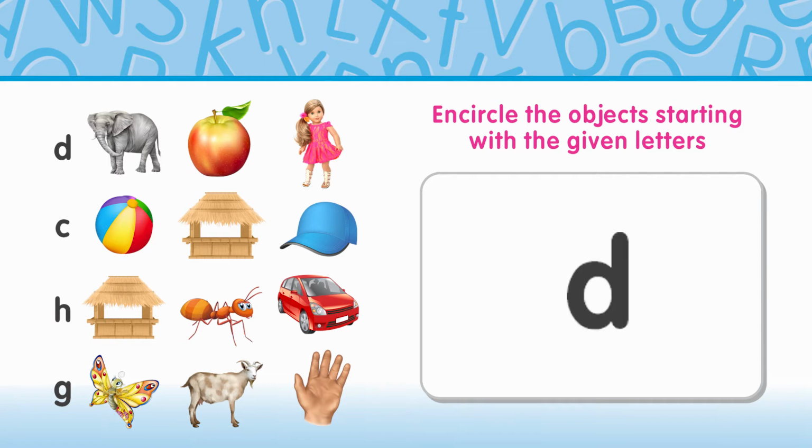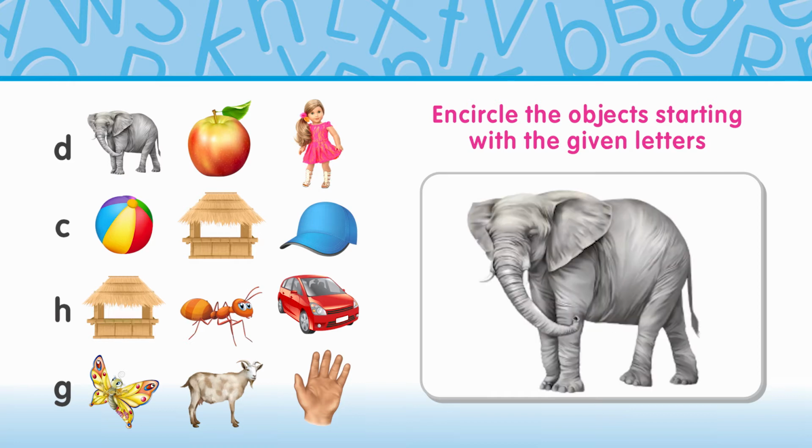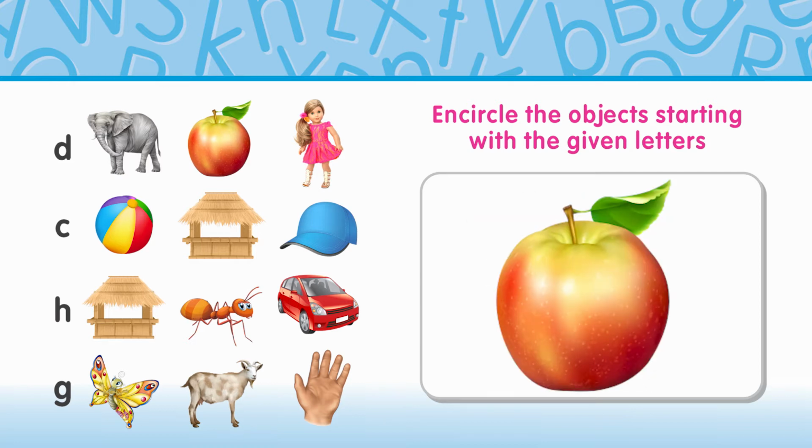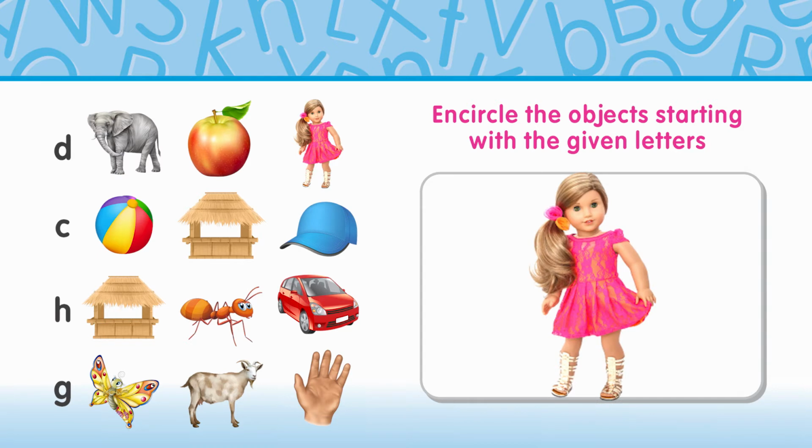D stands for doll. Now we search the picture of doll in the row. Elephant, apple, doll. Yes, this is the picture of a doll. So we encircle the picture of a doll.